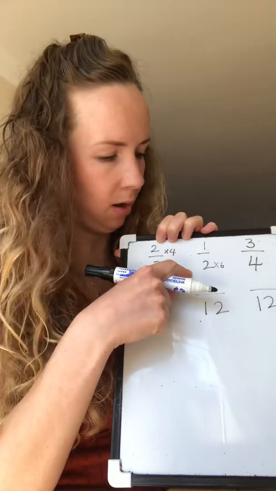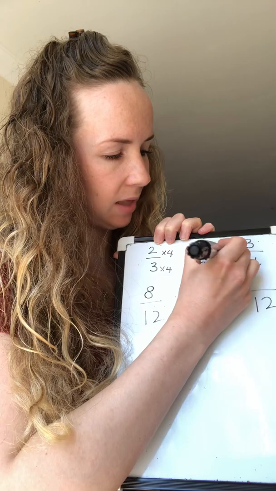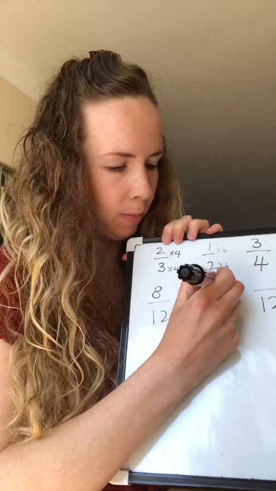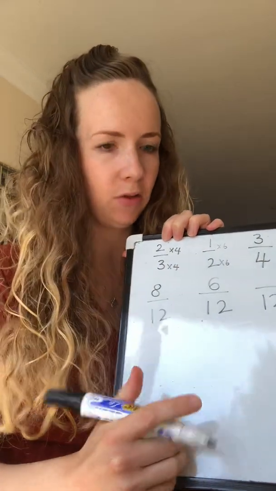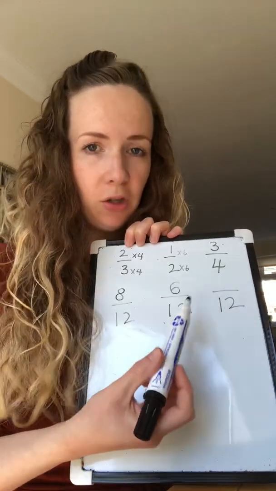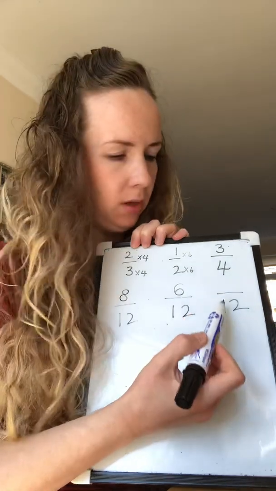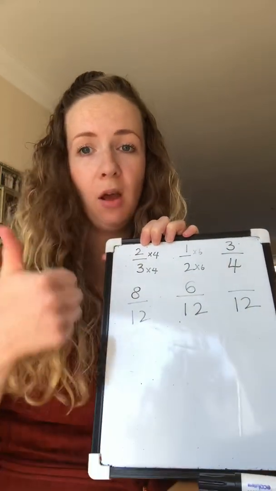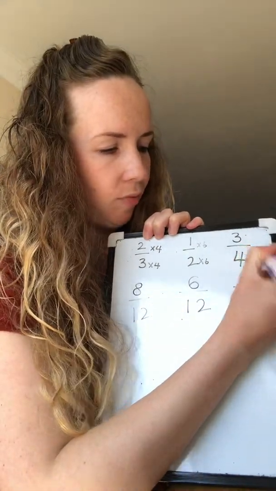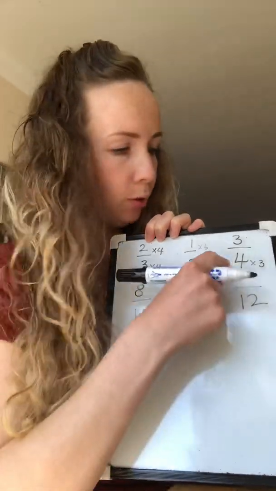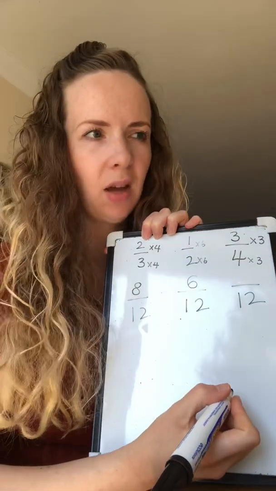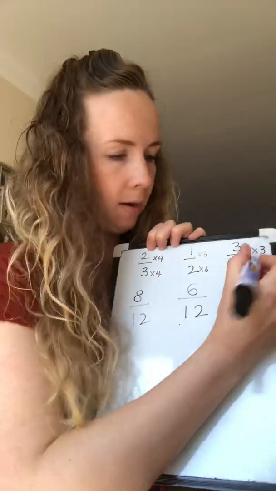Whatever I do to the bottom, I have to do to the top. So I'll put my little 6 there as well. So 1 times 6, nice and easy. My new numerator is going to be 6 there as well. And the last one over here, I'm going to follow the same method that I've done for my first 2 fractions. How many times does 4 go into 12? Well, I'll use my times tables again. 4, 8, 12. It goes in 3 times, so I put my tiny 3 there. And whatever I do to the bottom, I have to do to the top. So I multiply it by 3 there. 3 times 3, 3, 6, 9.